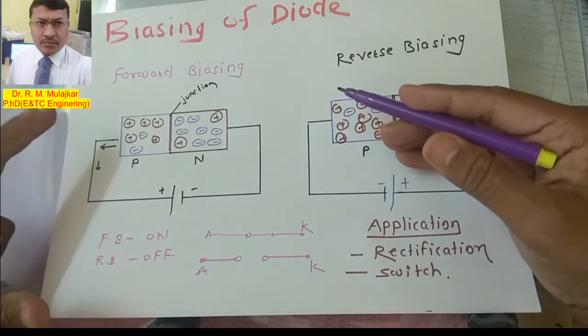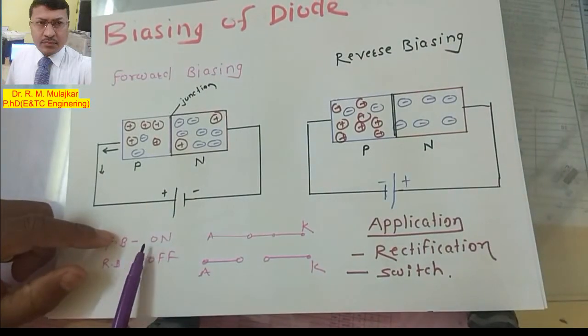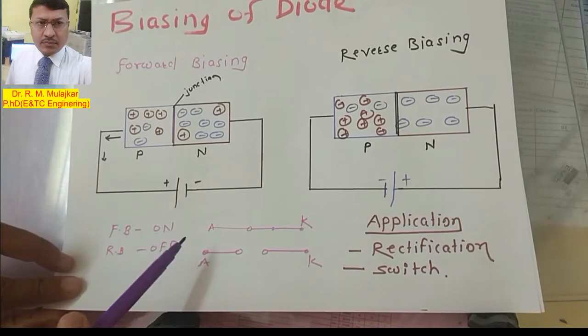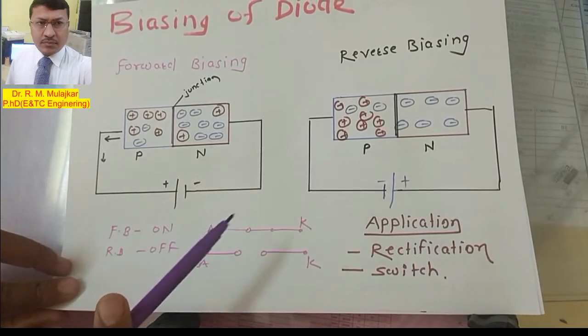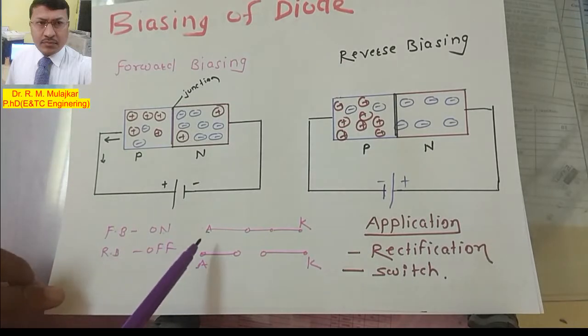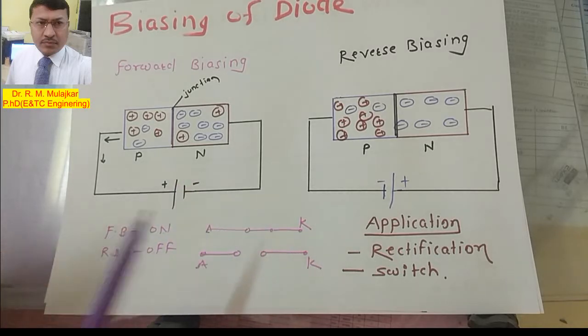Don't get confused, because forward bias means the on condition. For forward bias, the diode is in the on condition. It is just like this: this is the anode terminal, this is the cathode terminal. The anode and cathode get connected, meaning whatever signal you have at the anode, the same signal you can see at the cathode terminal. So this is the same.